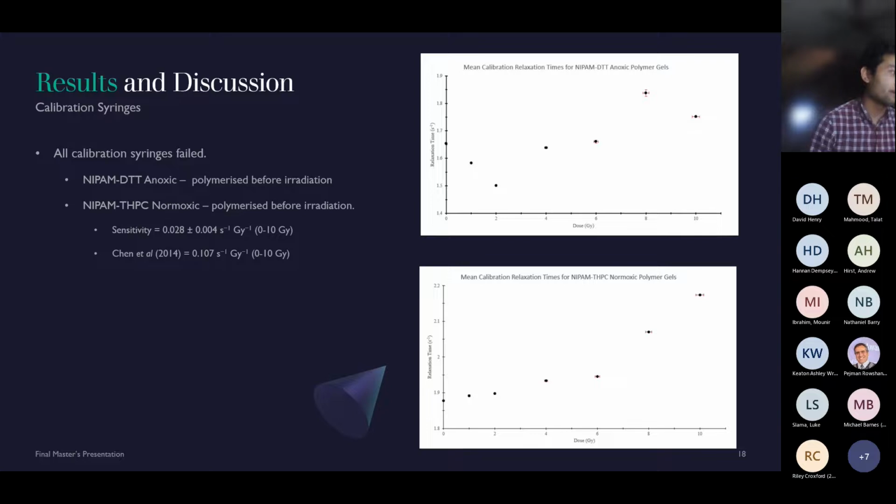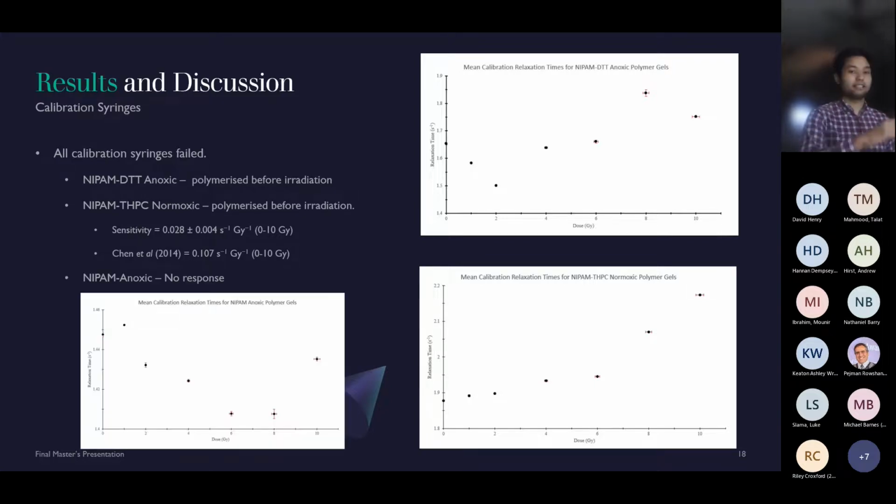And also for the NIPAM anoxic, there was no response. So as you can see, it is a bit of a mess right there. The main reason was that for both the DDT anoxic and THPC normoxic, it polymerized before radiation, so they were effectively spoiled. And for the anoxic, there was no response.